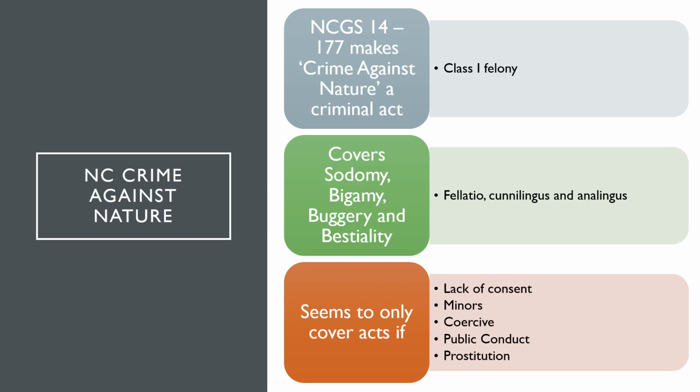All right, the final point to talk about here before I let you go is North Carolina's crime against nature. North Carolina 14-177 makes crime against nature a criminal act. In fact, it makes it a felony. Now, if you recall, when I was talking about prostitution in North Carolina, I told you prostitution is only vaginal intercourse. It doesn't cover all the other things you think about. And those examples would be fellatio, cunnilingus, or analingus, most commonly.